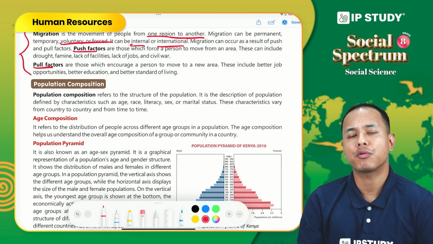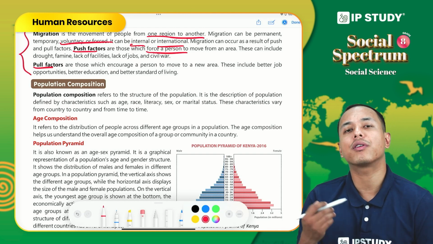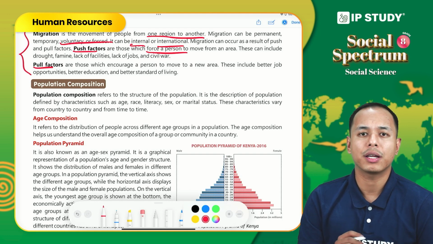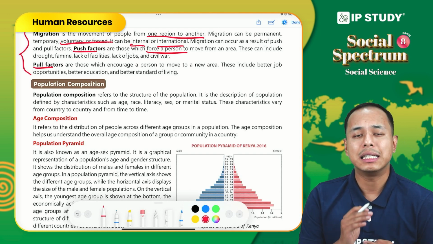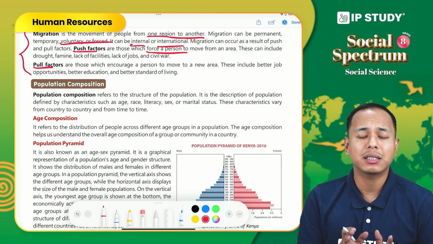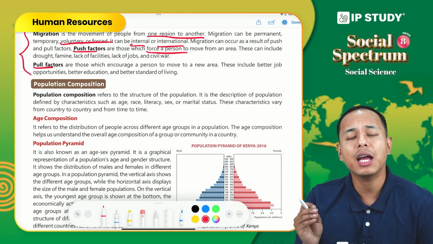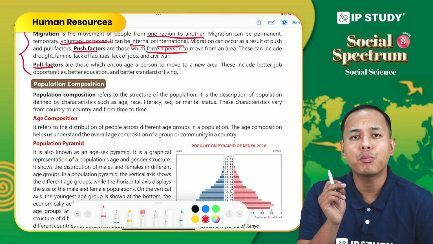So what are push factors? Push factors are those factors that force a person to move from an area. It can be war, natural disaster, diseases, or lack of job opportunities. All these factors force a person to leave a particular area and move to another area. So these are push factors.